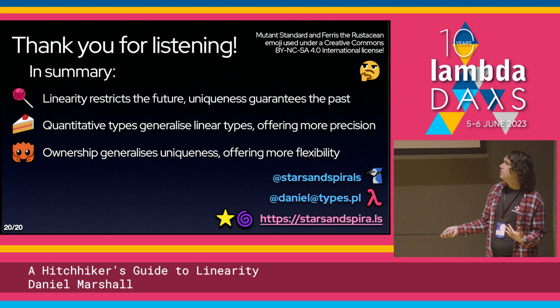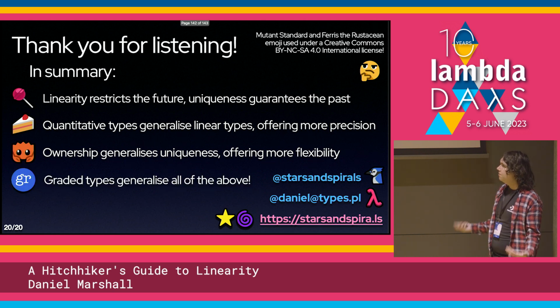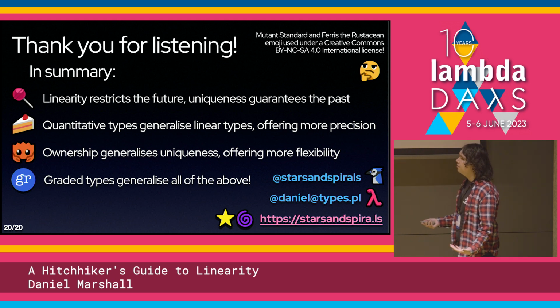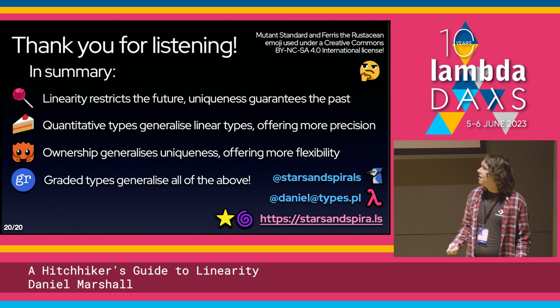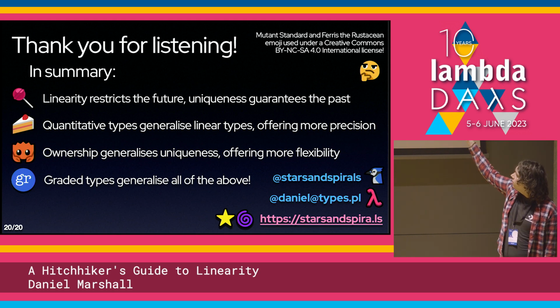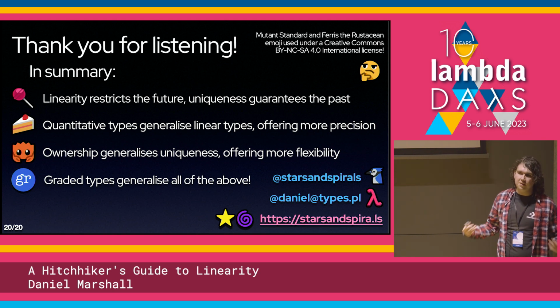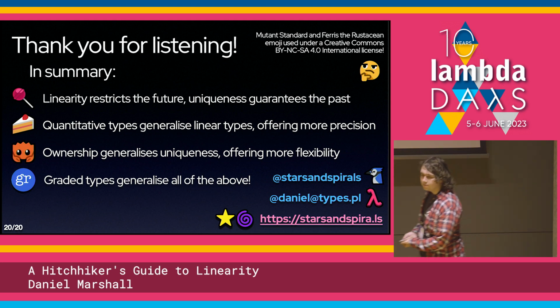Ownership, on the other hand, is more of a generalization of uniqueness. So it lets us be more flexible and use something non-uniquely as long as we know we're going to get back that ownership later on. And finally, we have this framework of braided types that we've seen. Powerful, expressive, getting more and more expansive every year, and able to generalize all of these concepts into a single system.